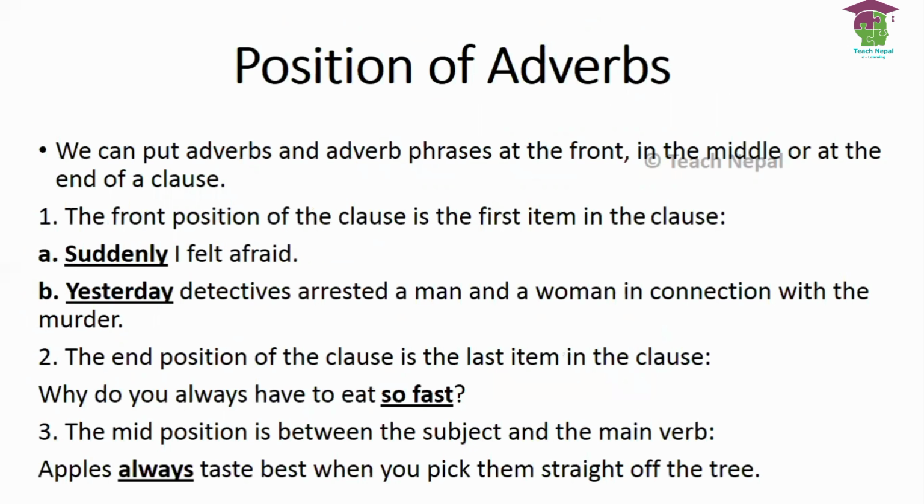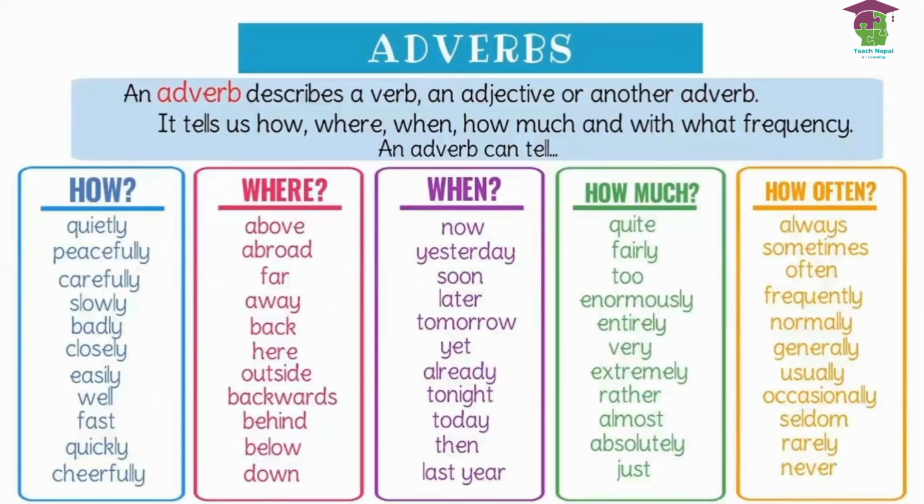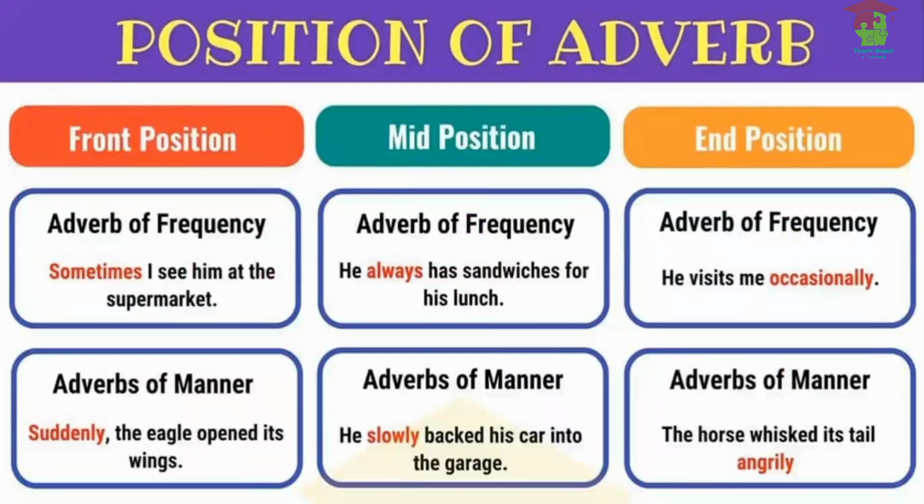Adverbs are placed sometimes at the beginning of the sentence, sometimes in the middle, and sometimes at the end also. It depends upon what thing we are referring to, or के कुरालाई चाहिँ फोकस गर्ने भन्ने कुरामा नै डिपेन्ड गर्छ. There are many types of adverbs. Front position, mid position र end position मै युज गर्न सकिन्छ. So sometimes I see him, he always has sandwiches, he visits me occasionally. In that way we use adverbs.